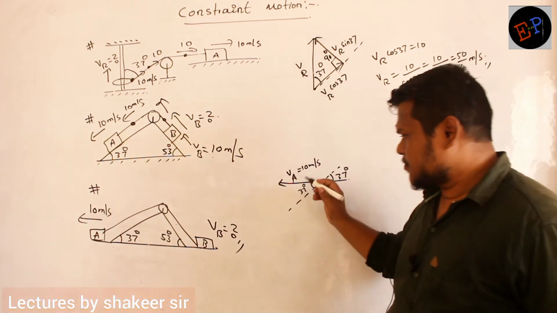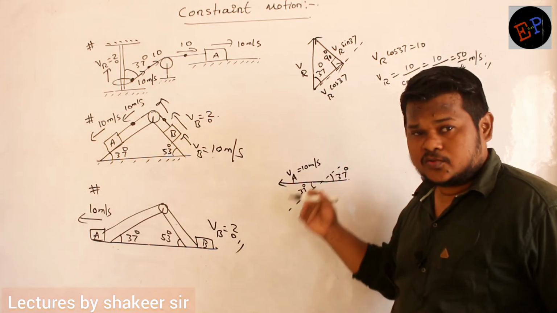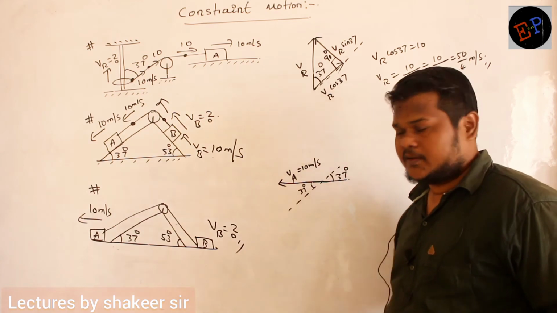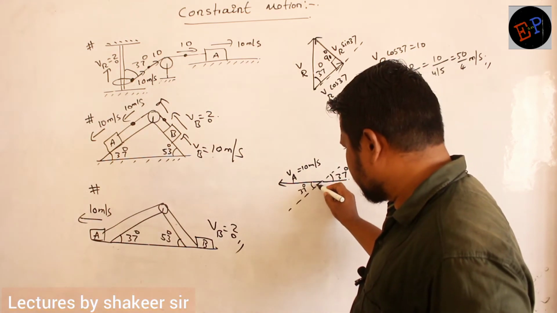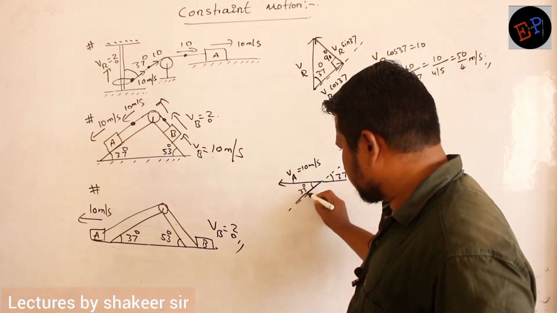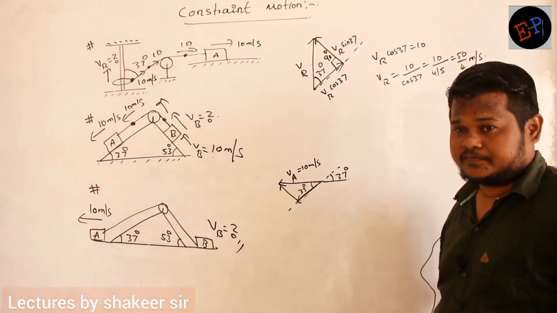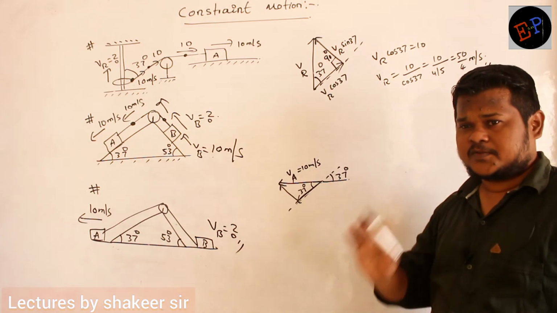So therefore what I will do, I will split this VA into two components such that one component is present in the direction of the rope. Clear now? How will I split this one? This is how I can split it. I can split like this. You should be a master of splitting.